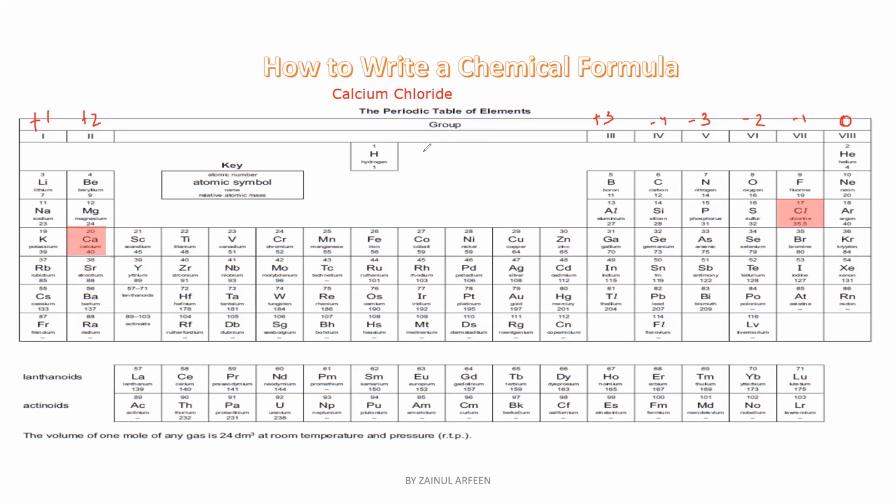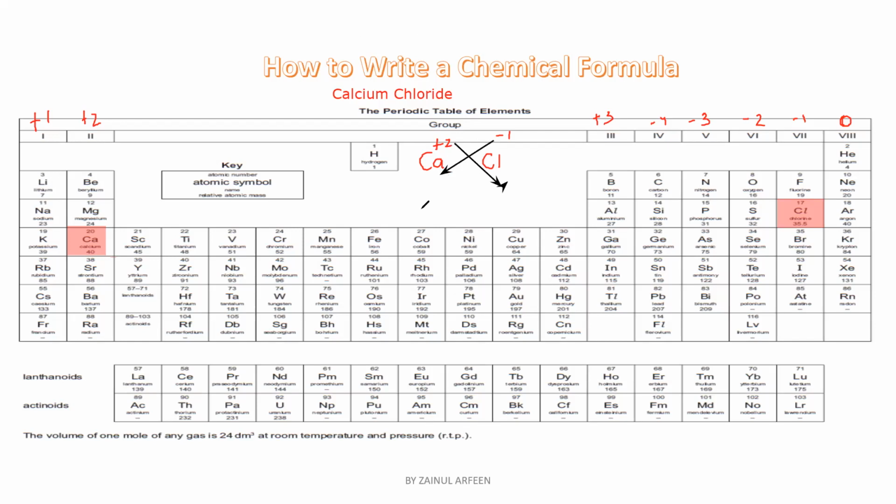So first what we do, we write the symbol: calcium is Ca and chloride is Cl. Then we write their valency. Calcium belongs to group 2, so it is plus 2, and chlorine belongs to group 7, it is minus 1. And after writing the valency, we simplify. How we simplify? We cross multiply, take a simplest ratio, but 2 is to 1 is already in the simplest ratio, so we cannot further simplify. So we simply cross multiply.